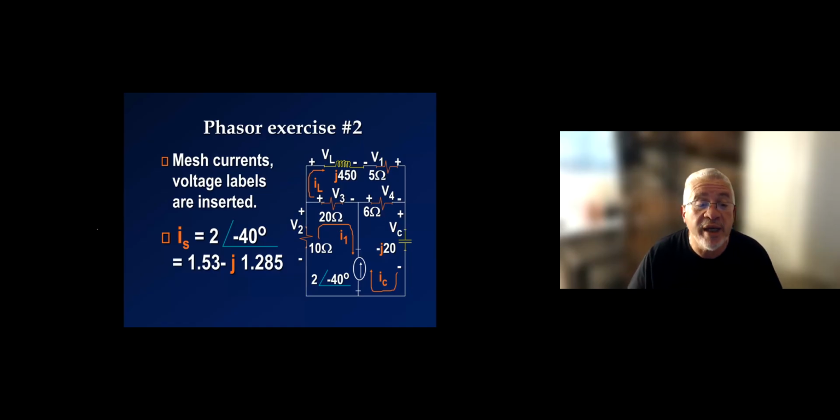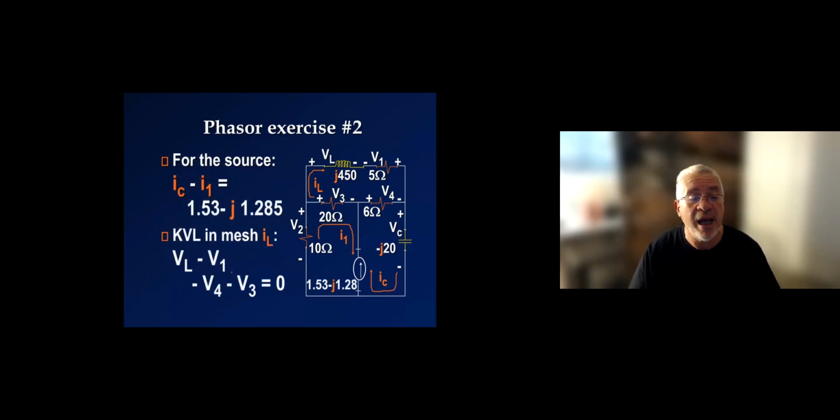So the first thing we do, again, we write the source equation. The source equation is for the current source right there. Back in my days, I had a calculator that didn't handle polar form of complex numbers, so I typically convert them. One of the first things I'm going to do is write the source equation here, which is the source going up here between mesh I1 and IC.